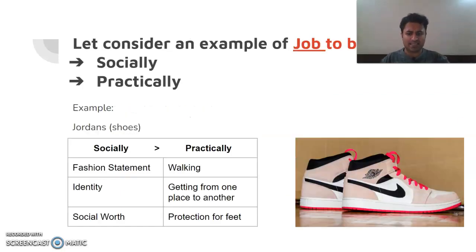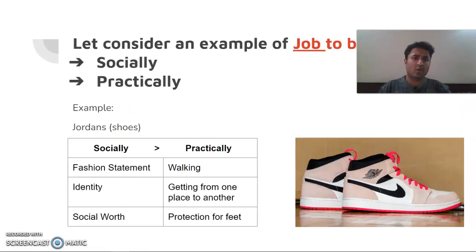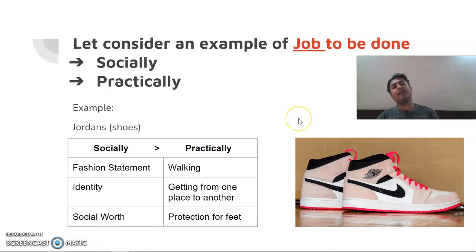Let's discuss an example of a job to be done. A job is not just a practical job, it can also be a social job. For example, let's consider shoes. What do shoes do? They get us from one place to another. They protect our feet. These are some of the practical applications of a shoe. But Michael Jordan came up with these shoes called Jordans. We all know about it. It's very popular in the US and outside the US, everywhere in the world.